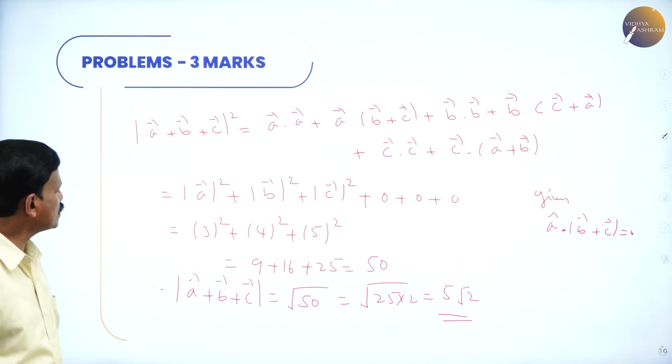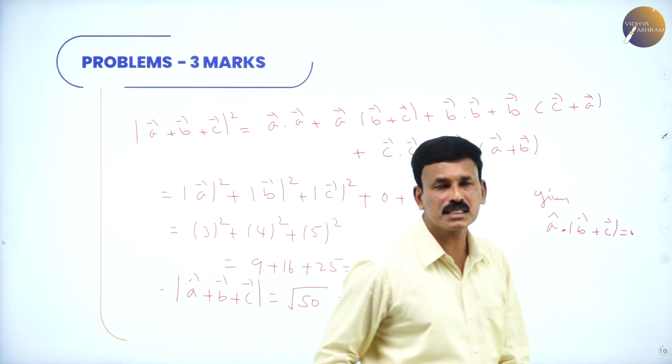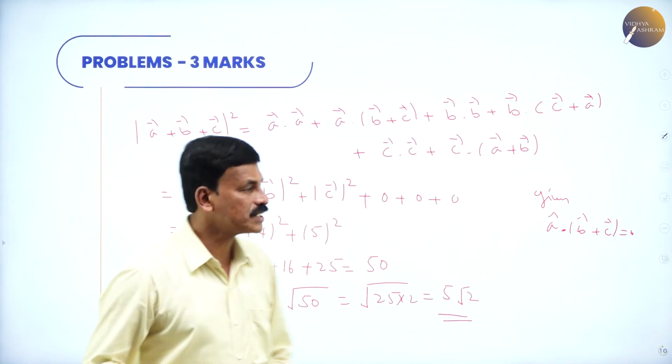So what is the required answer? Length of A plus B plus C is equal to 5 root 2. Hope you followed this. That's it. Listen to me, I will explain once again.